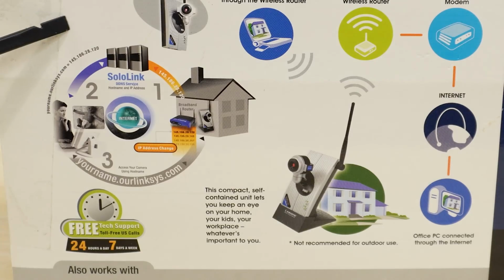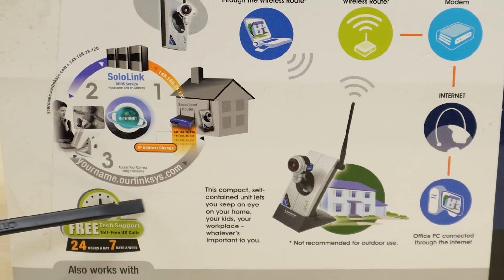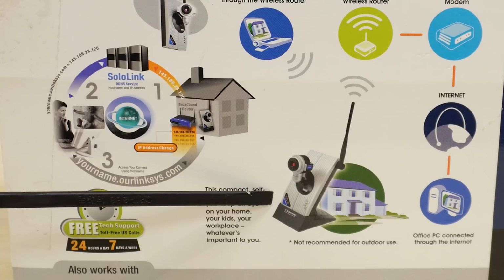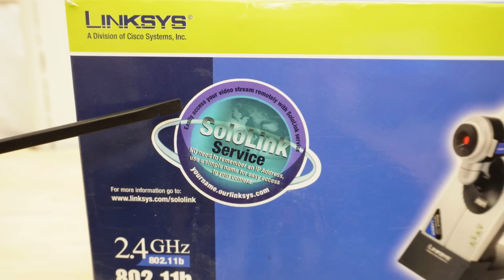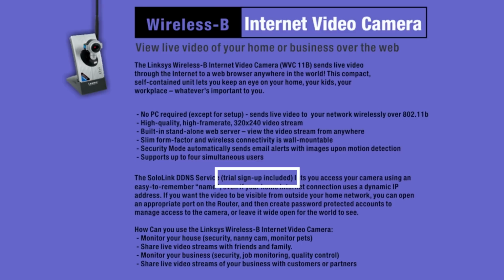But the killer feature would have been this Solo Link thing they're advertising, where you could hit some domain name you set up with their service, like clabretro.rlinksys.com, and view what's going on with the camera in a browser over the internet. This would be possible through the Solo Link DDNS service Linksys was offering, and they would charge you for it. The product page at the time says this device would have come with a trial sign up.